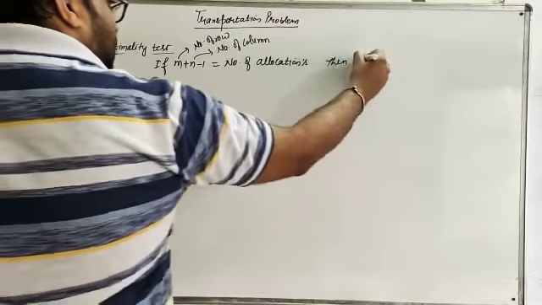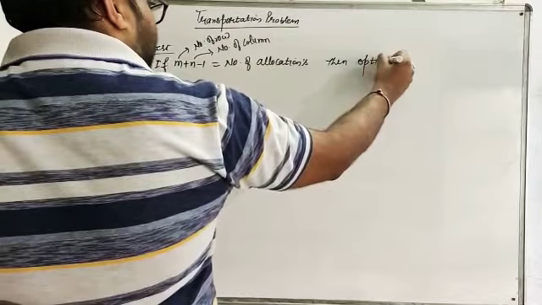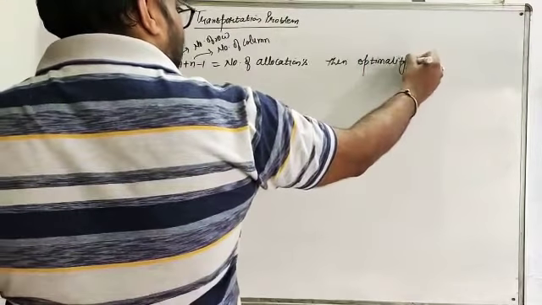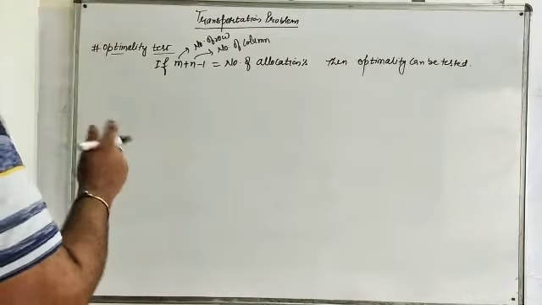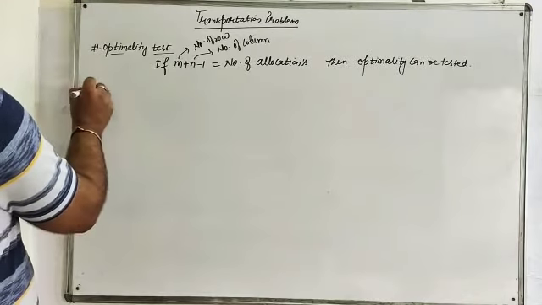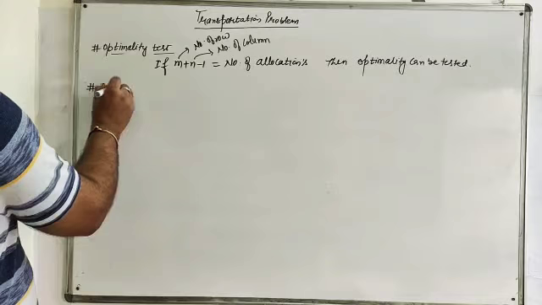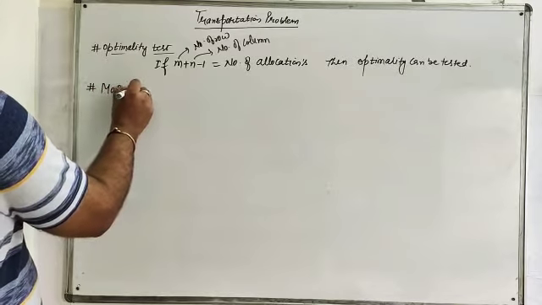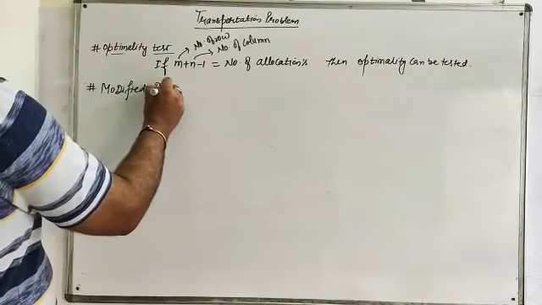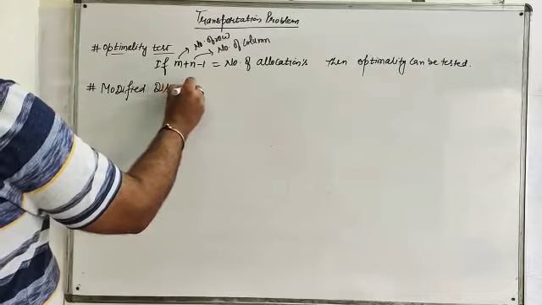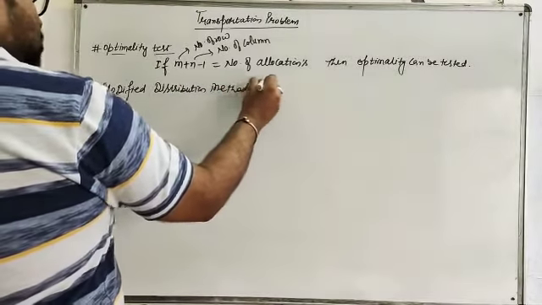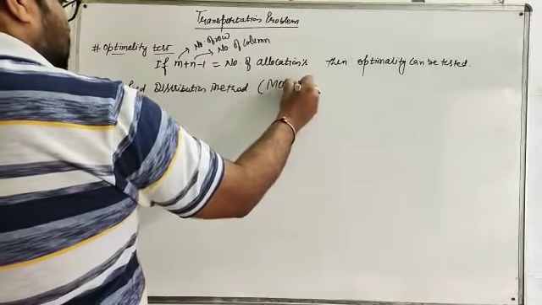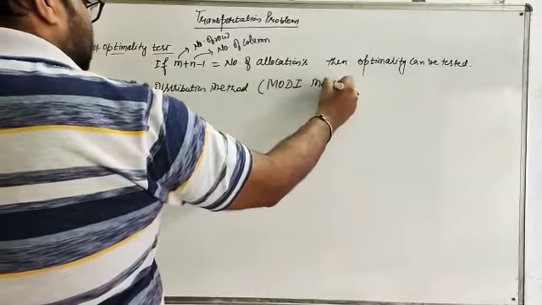Then optimality can be tested. And to test this, we have a most popular method, modified distribution method, or in short MODI method.